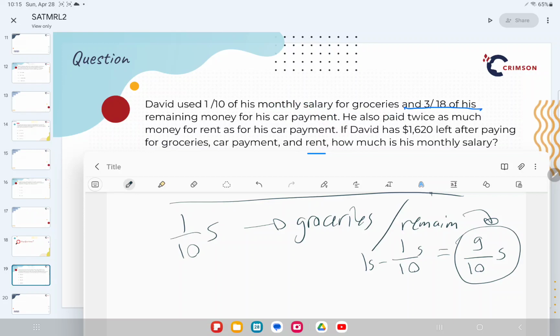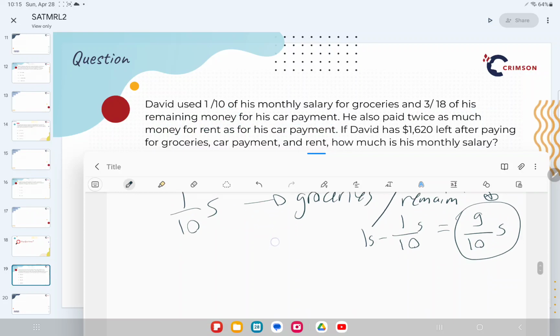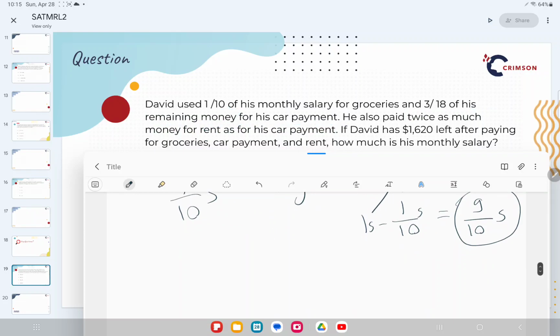And 3/18 of his remaining money for his car payment. So look, 3/18 of his remaining money. So what do I write over here? 3/18 is 1/6, I guess. So he paid 1/6 of his remaining money for his car.